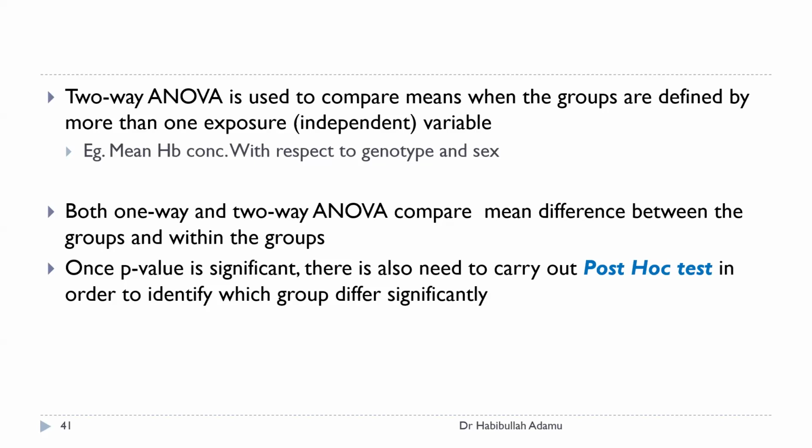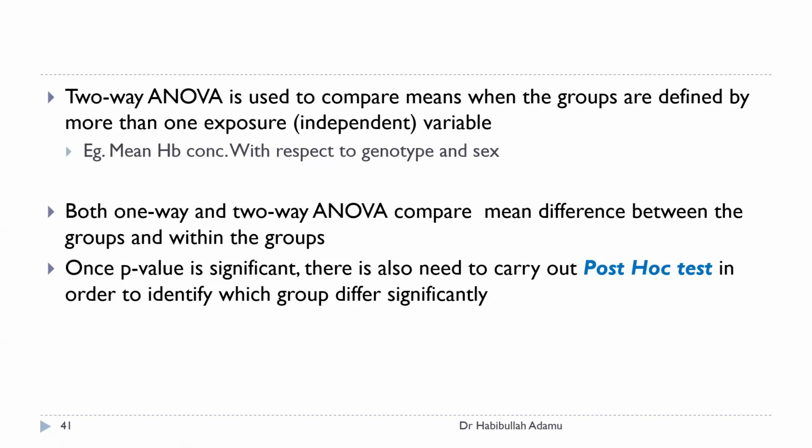So once the p-value is significant, there is no need to carry out a post hoc test, because there is what is called post hoc test. I think there is a mistake here. It is supposed to be once the p-value is not significant. Because if you run ANOVA and it shows a significant difference, you see that yes, the p-value is less than 0.05. But your next challenge is which group is responsible for that difference.